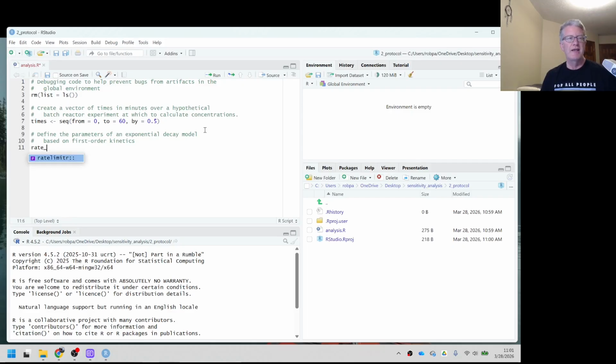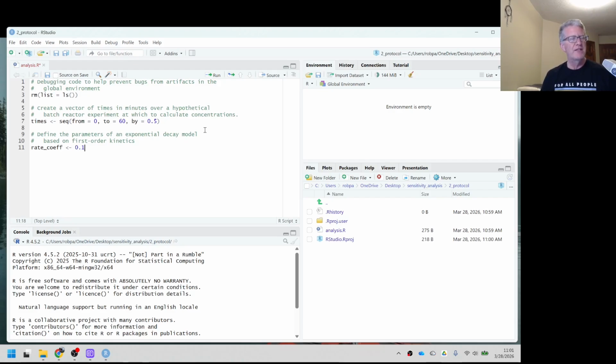Now I could put in K sub R here, but again, when you're writing code, sometimes it's better to use more of the word to make it easier to understand what the variable means. So I'm going to use the variable rate_coefficient here. And let's start with a value of 0.1.